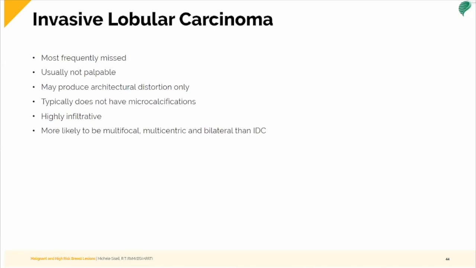ILC is the most frequently missed type of lesion because it can be mammographically occult. Usually ILC is not palpable and it may not produce any architectural distortion in mammograms. Typically, it does not have microcalcifications associated with it, but it is highly infiltrative and is more likely to be multifocal, multicentric, and bilateral when compared to IDC or invasive ductal carcinoma.